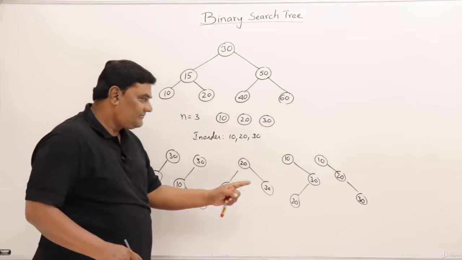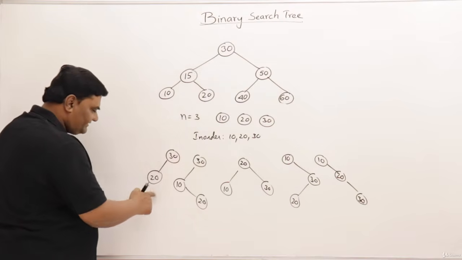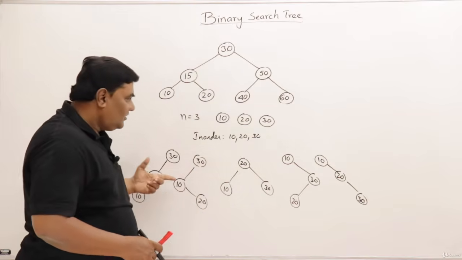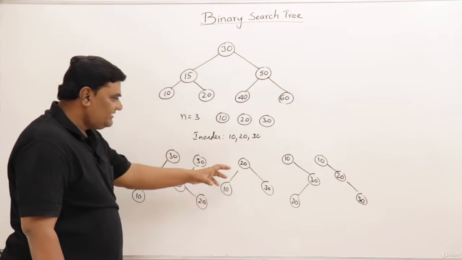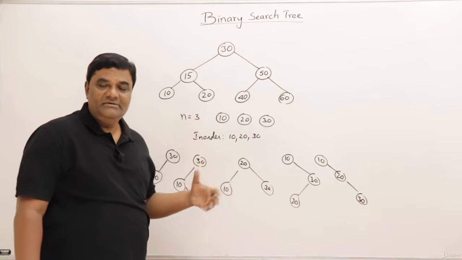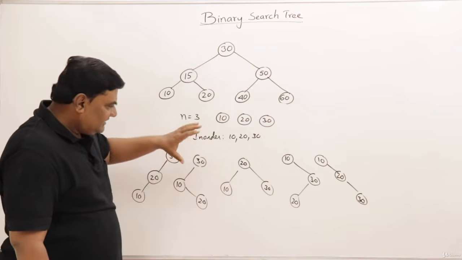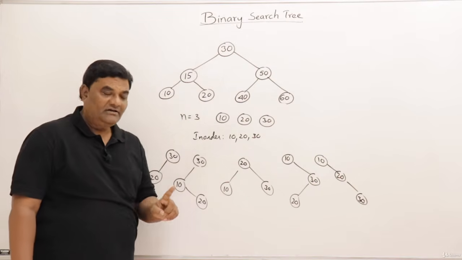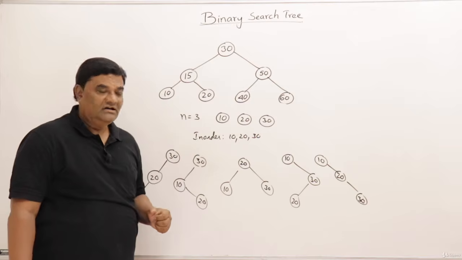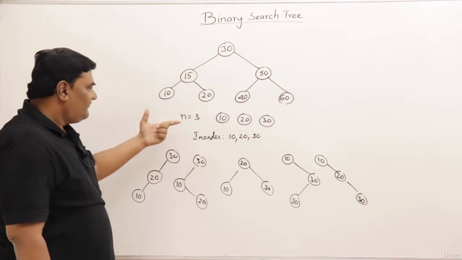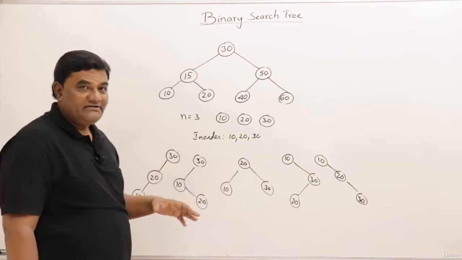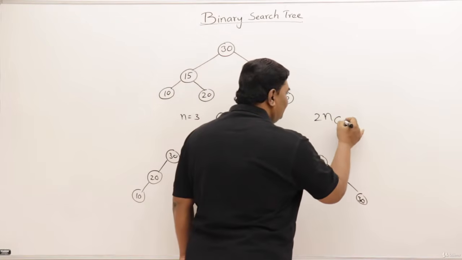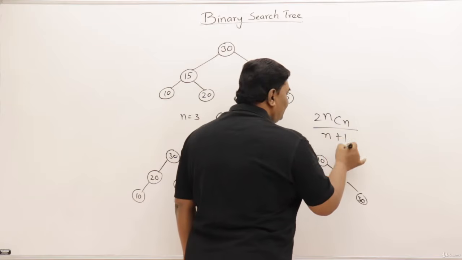So I have taken 5 shapes. Now in each shape, the elements are filled such that if you take the in-order, we get 10, 20, 30 for all these trees. If I change the arrangements of these elements, I may not get the same in-order. So each shape can be filled only in one way to get the same in-order. So you already know the formula. For 3 nodes, 5 trees are generated, then for n nodes, how many trees can be generated? So 2nCn / (n+1) trees can be generated.